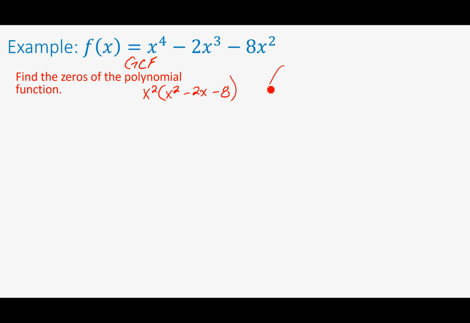Okay, and now I can factor my quadratic in my parentheses. X squared minus 2x minus 8. 2 numbers I can multiply to get negative 8 that add up to be a negative 2. Negative 4, positive 2. And so I still have this x squared on the outside, x minus 4, x plus 2. So this is my function here. It's still the same, but now I'm in factored form.